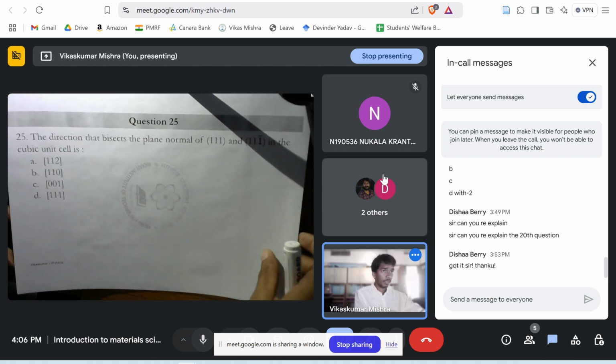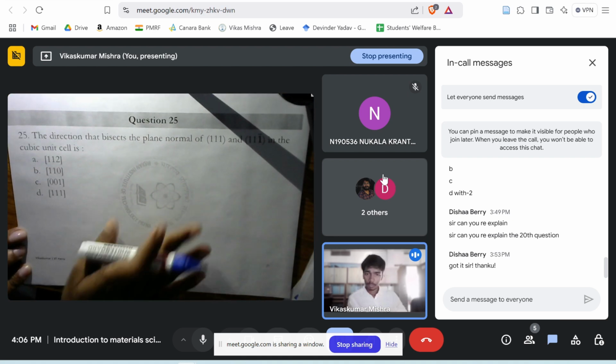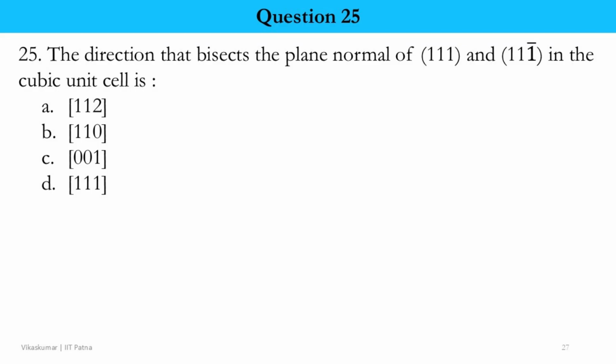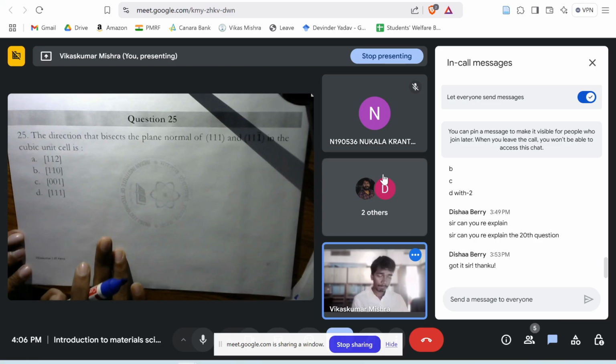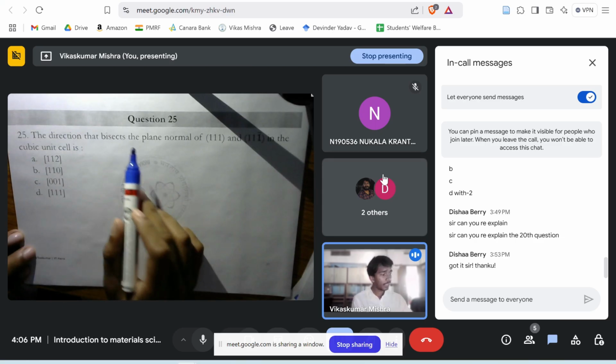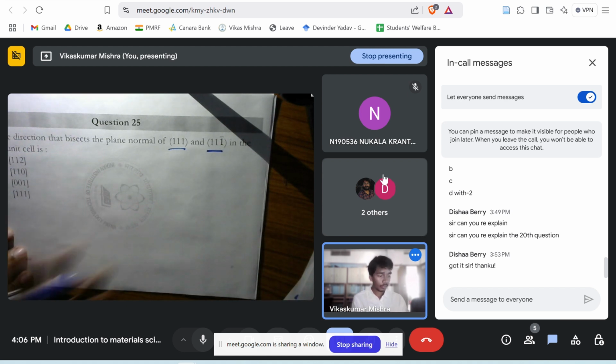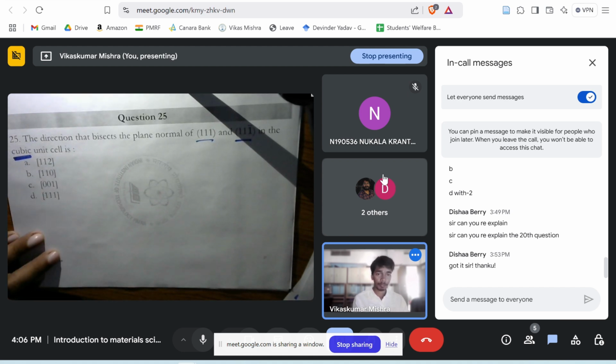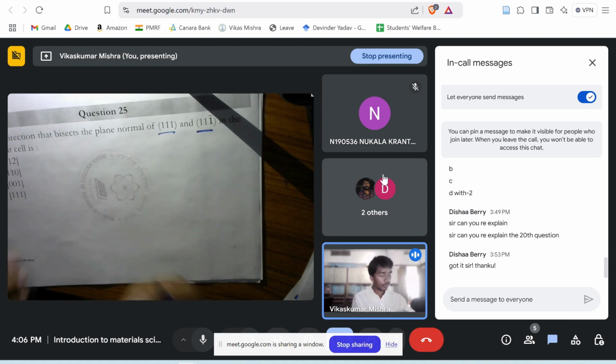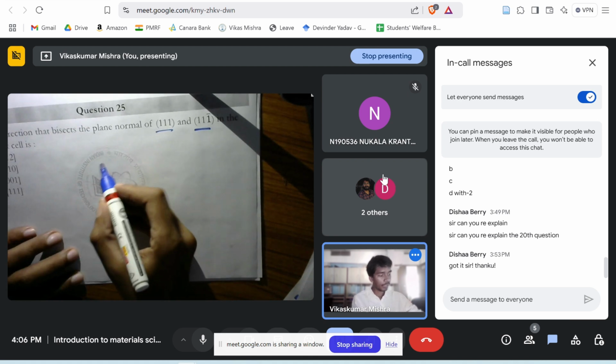Now, I took this question just because a similar question was there in the assignments. The direction that bisects the plane normals, this and this, in the cube. So they specified one thing, that it's a cube. What the question is telling us is that we are having two planes.